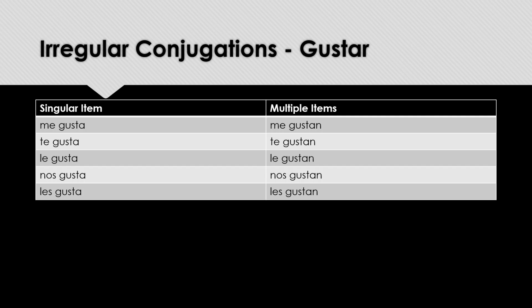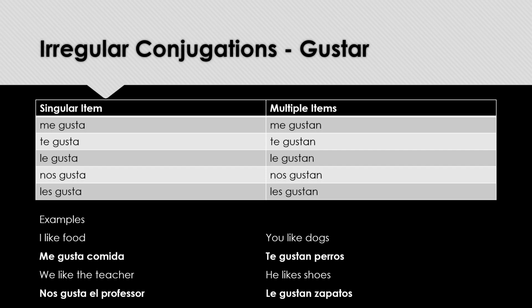If I want to say I like something singular, I would say me gusta, but if what I am liking is plural, I would say me gustan. The tú form would be te gusta, gustan. The él, ella, usted form is le gusta, gustan. We, nos gusta, gustan. And they, les gusta, gustan.